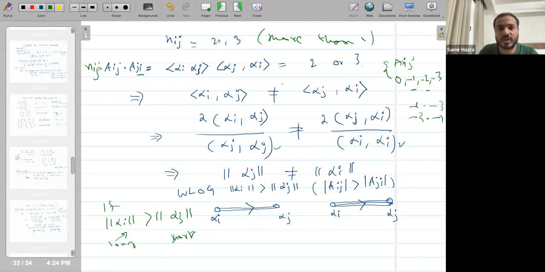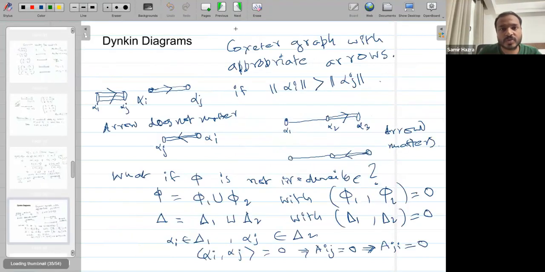We put an arrow only when the number of edges is either 2 or 3. So let us check what we get: the Coxeter graph with appropriate arrows. Appropriate arrows means that if the norm of alpha i is bigger than the norm of alpha j, then from alpha i to alpha j we put this arrow. After putting all these appropriate arrows on the Coxeter graph, whatever we get is called the Dynkin diagram of the root system. In some cases, the arrow does not matter.